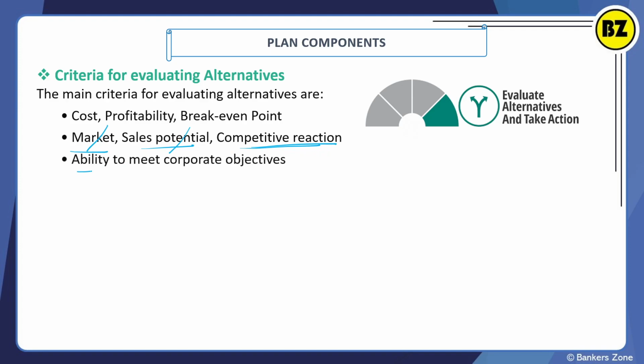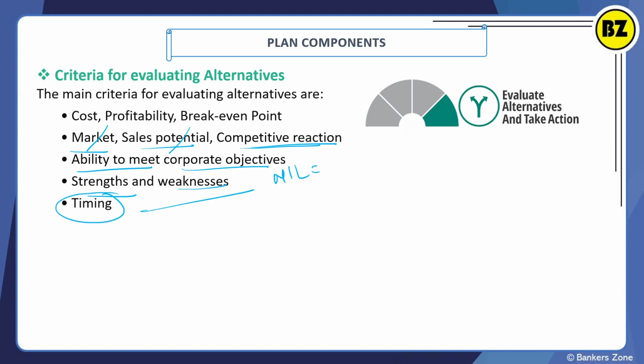Okay, ability to meet the corporate objective, strengths and weaknesses, it is very important, right? Then the timing, when you are going to launch the alternative, right? Timing is also important, friends. Okay, so see, generally new cars are launched in the beginning of the year or on any festive occasion like Diwali. So these are the timing.